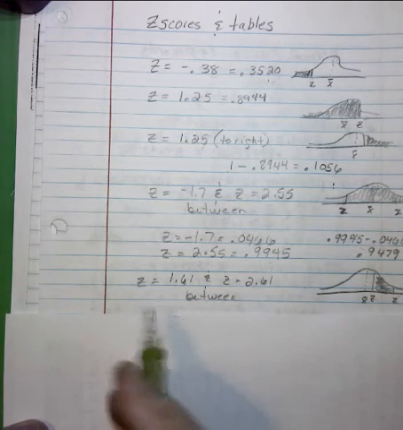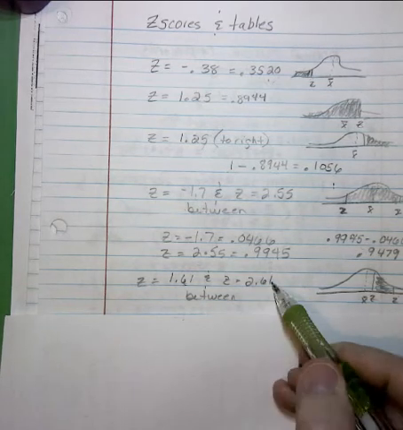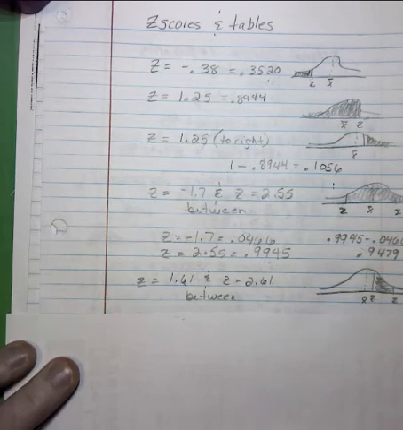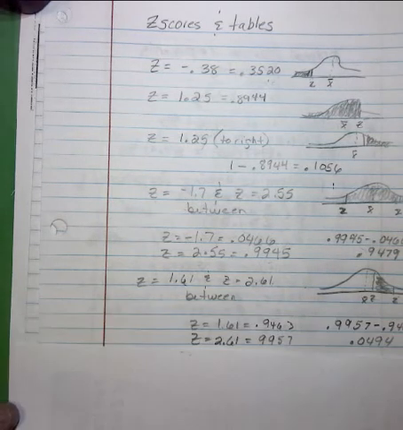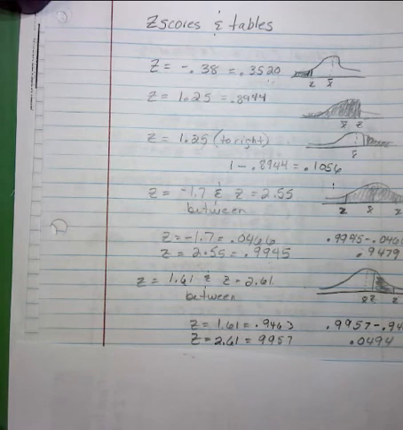We still, with this particular chart, look up each of those z-score values and then subtract them in order to find the shaded area, the one on the right minus the one on the left, to give us the total shaded area between those two z-scores. So these are basic problems.